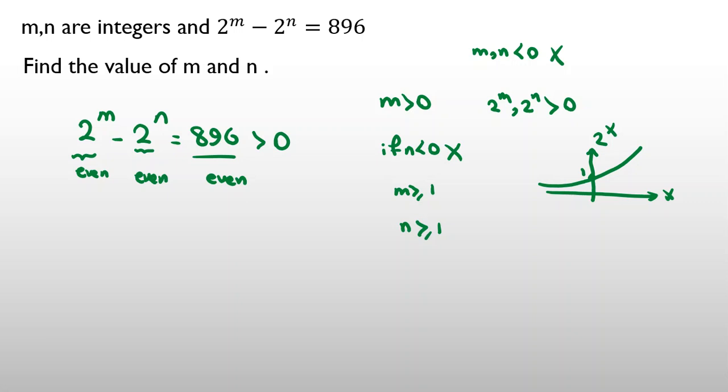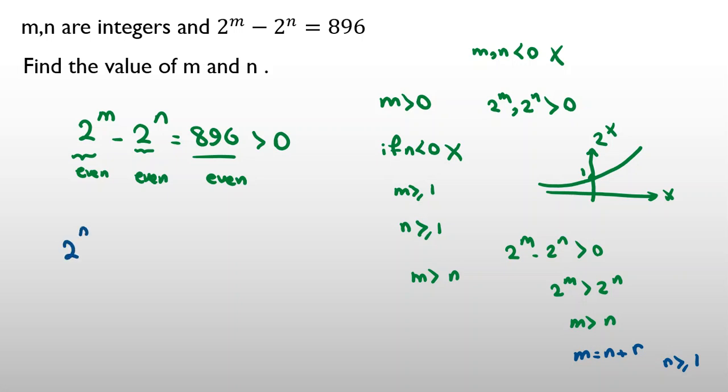Because 2 to the M minus 2 to the N is positive, 2 to the M is greater than 2 to the N. So we can conclude M is greater than N. Let's say not strict. Now, let's work here. I can say M equals N plus R, where R is at least one integer.